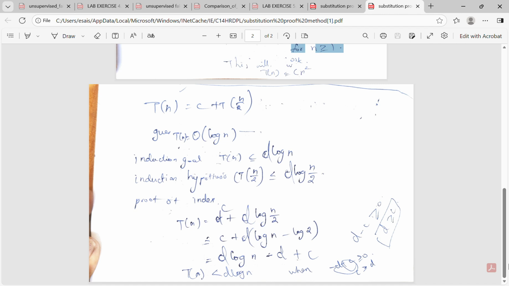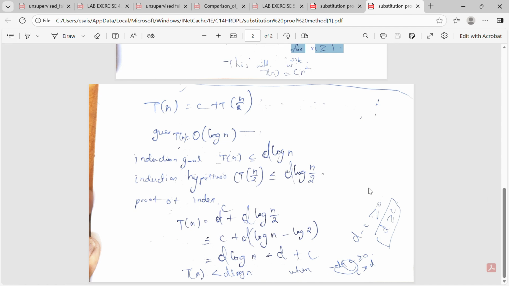Another one I explained is T(n) = c + T(n/2). The first step is to guess the goal. Since the sum has n by 2, the guess is order of log n. So our goal should be T(n) less than or equal to d log n. Whether we use c or d, anything can be used. In the above sum we used c n square; here we are using d log n. Our induction hypothesis: in the problem we have T(n/2). If T(n) is d log n, then T(n/2) is d log (n/2).